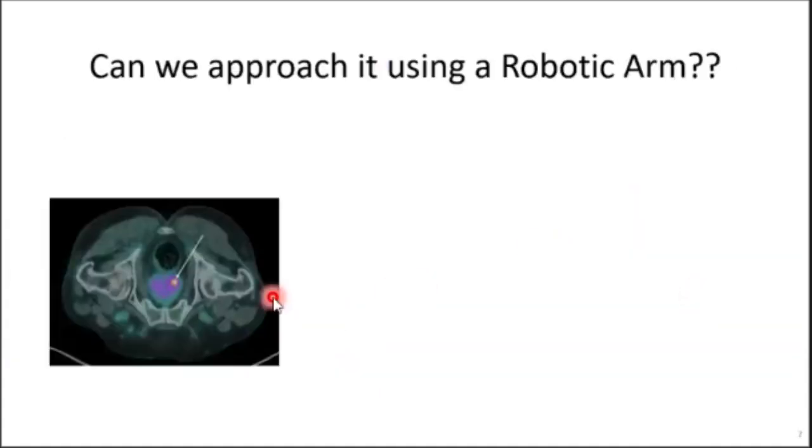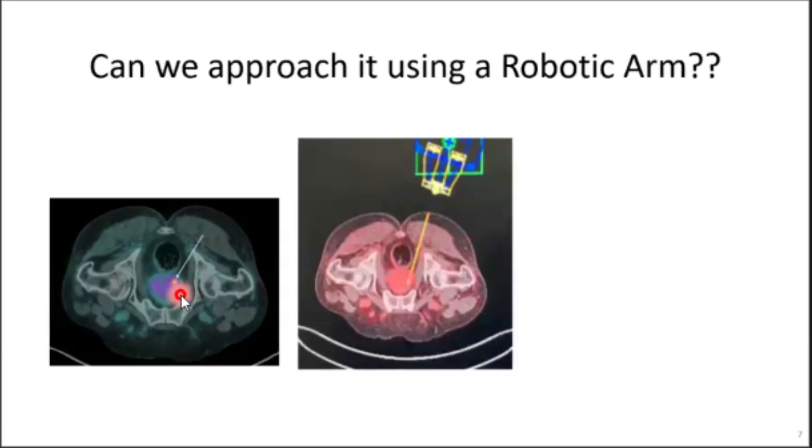This lesion is less than 1 centimeter. The depth from the surface is around 12 to 13 centimeter. The ultrasound guided biopsy is negative, so you need a targeted biopsy. If you go by the percutaneous transgluteal approach, this is 12 centimeter, so even a small degree of deviation at the surface will become a greater deviation when it is inside. So this time, we targeted this tissue by using a robotic arm.